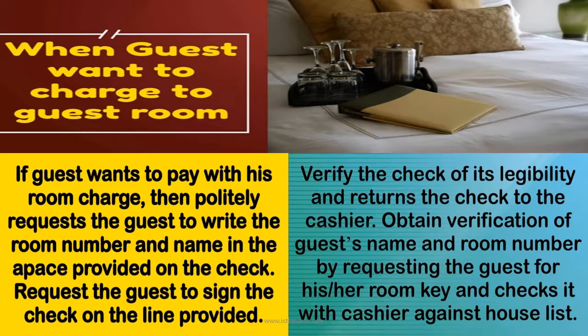When the guest wants to charge to a guest room, if the guest wants to pay with his room charge, then politely request the guest to write the room number and name in the space provided on the check. Request the guest to sign the check on the line provided, and finally verify the check for its legibility and return the check to the cashier. Obtain verification of the guest's name and room number by requesting the guest for his or her room key and check it with the cashier against the house list.